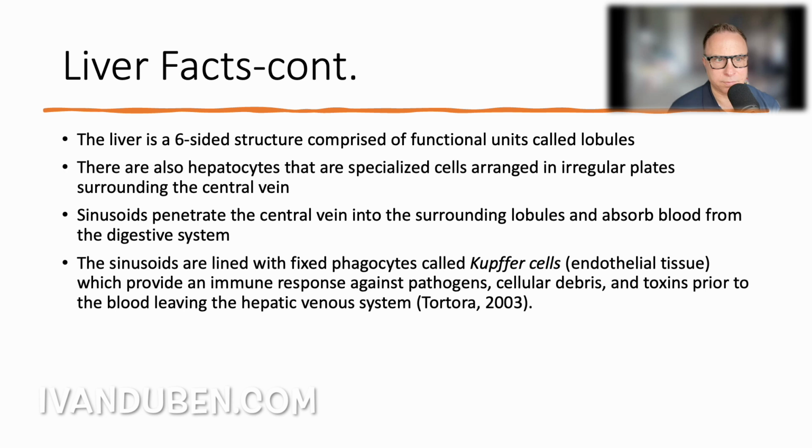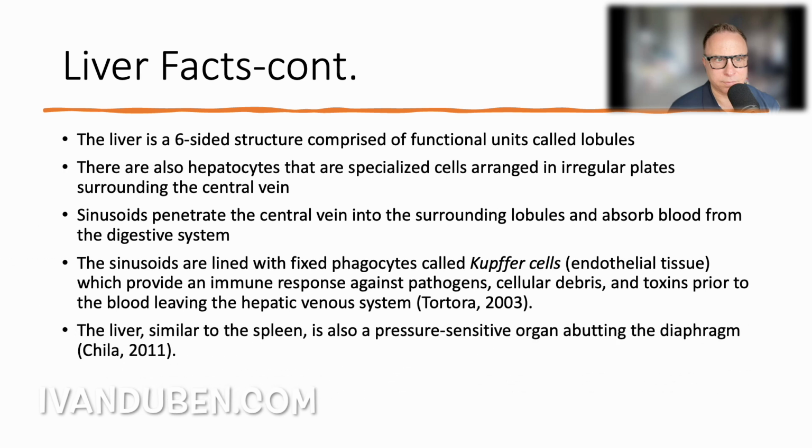Endothelial cells line the arteries and lymphatic vessels. They act as an immune barrier, delivering oxygen and also helping deliver nutrients. They also assist in vascular tone and regulation of blood pressure. Endothelial tissues can be damaged by smoking, metabolic syndrome, hypertension, and physical activity. Endothelial cells assist in managing the migration of inflammatory cells and adhesions, such as plaque. The liver, similar to the spleen, is also a pressure-sensitive organ abutting the diaphragm.